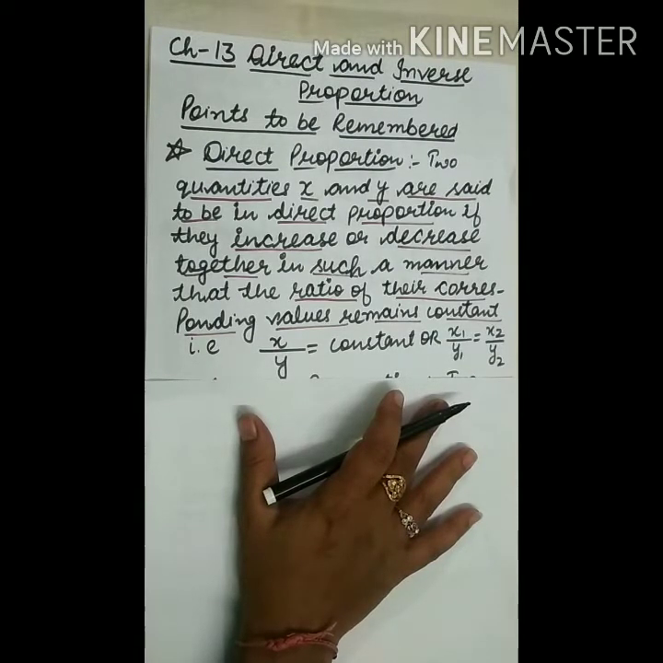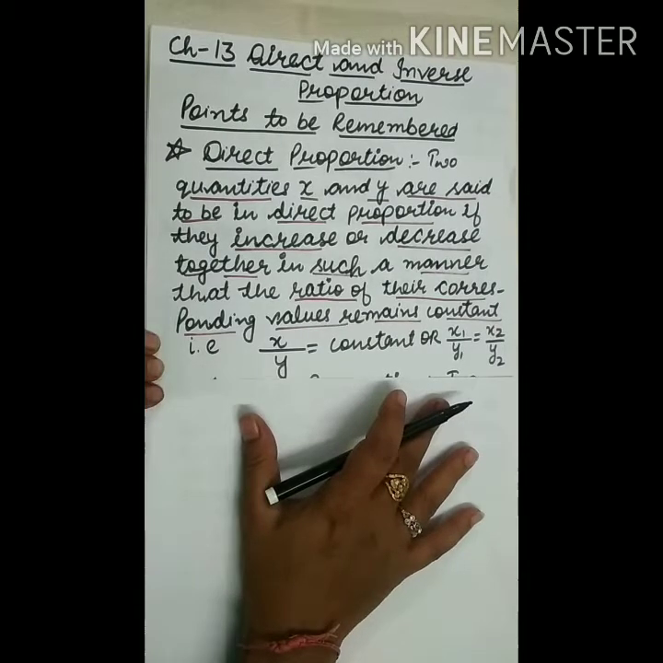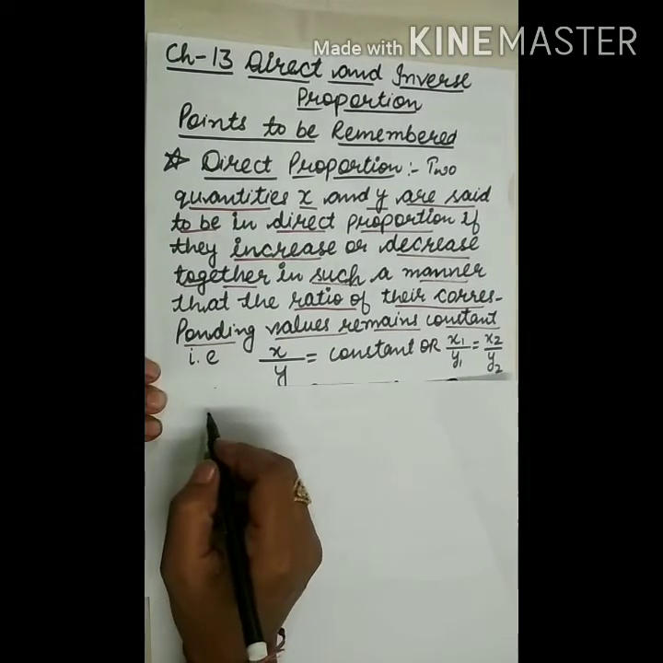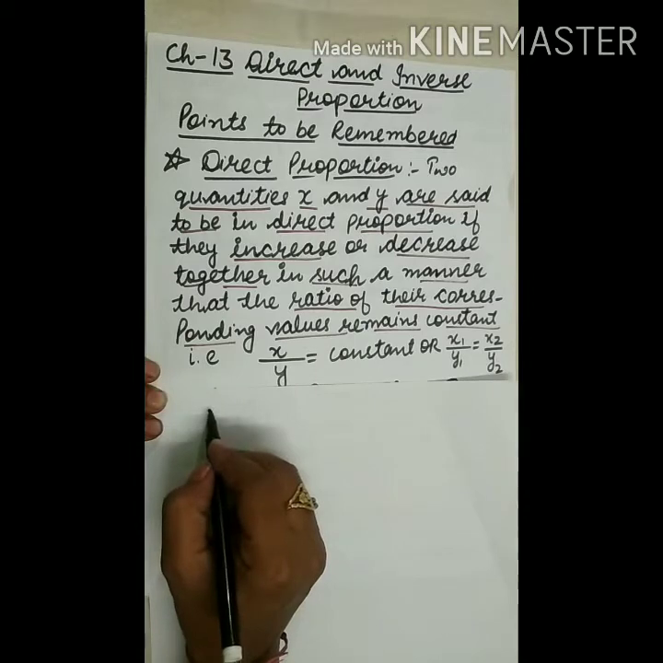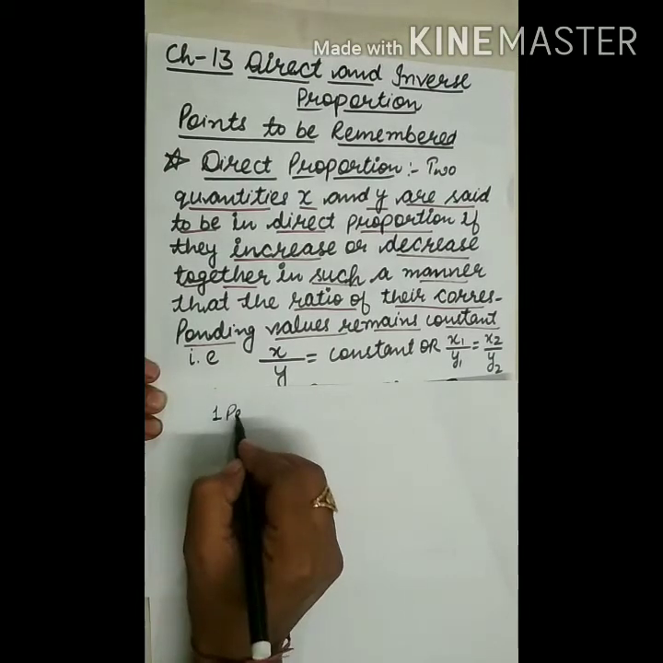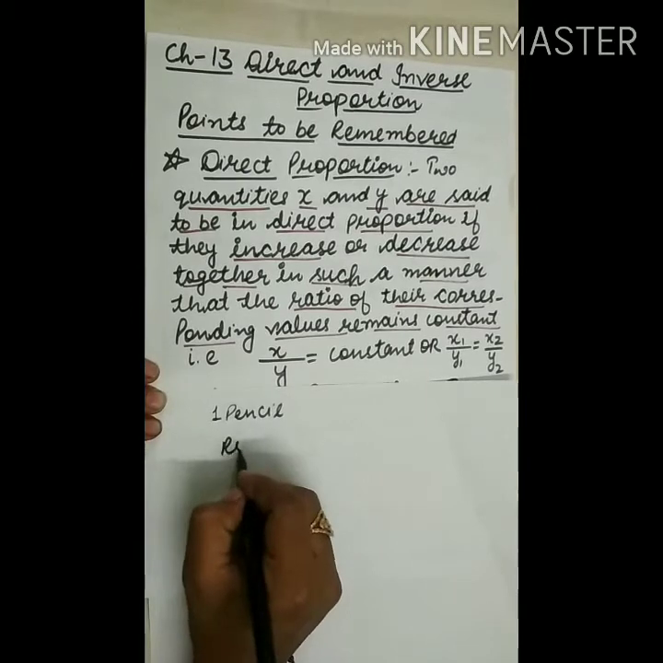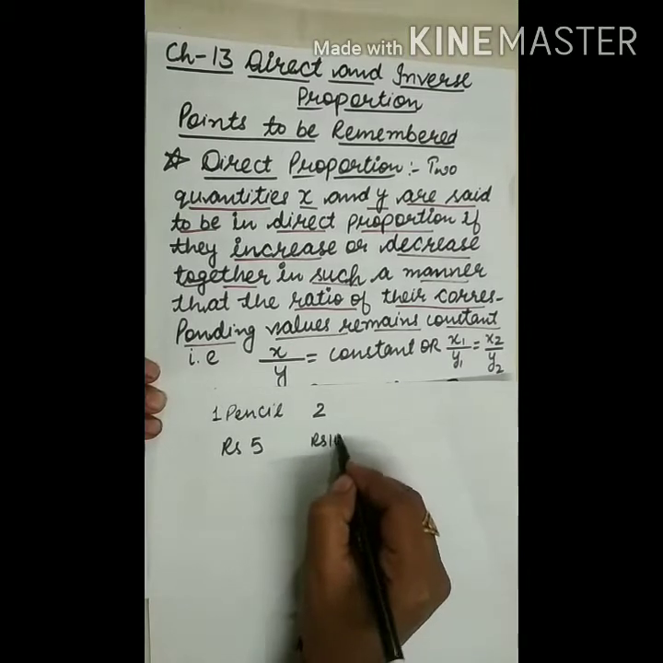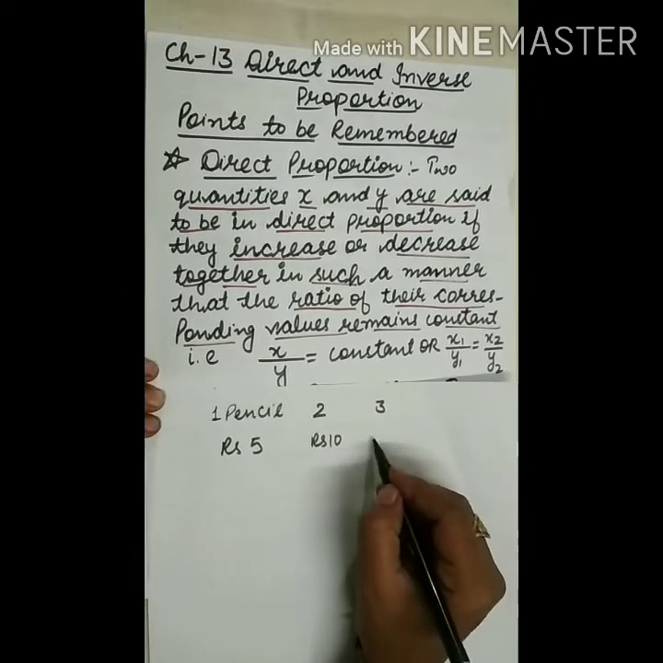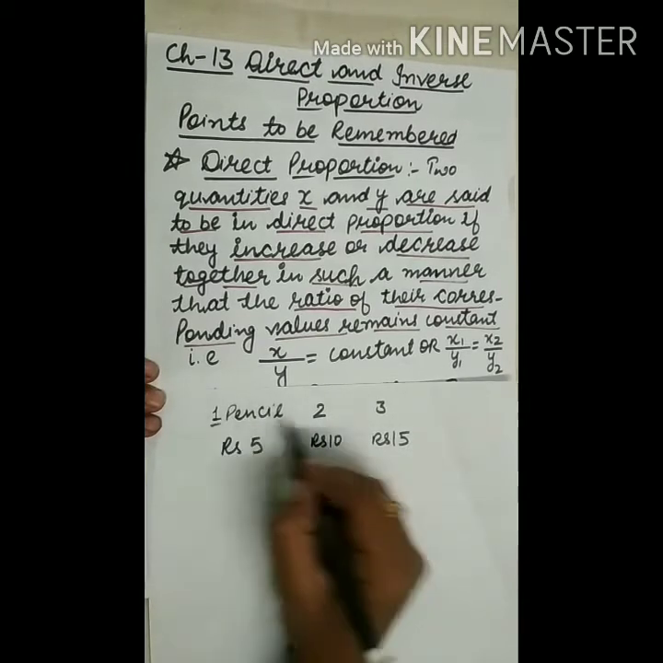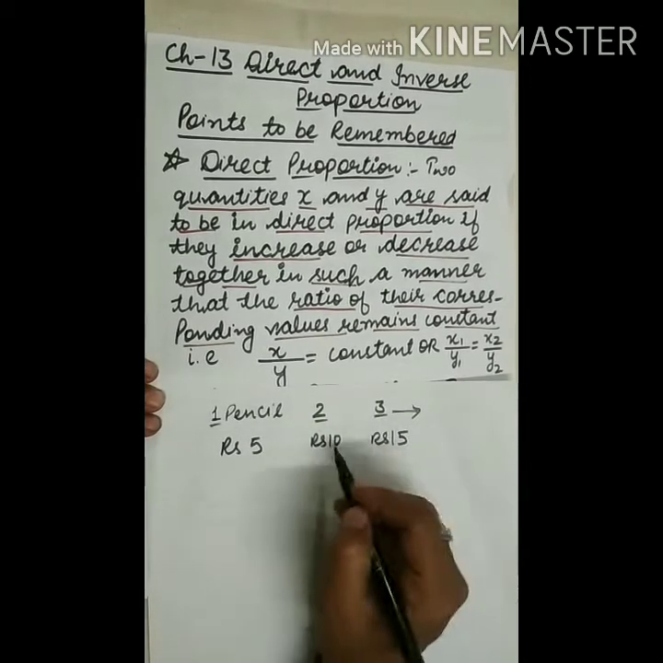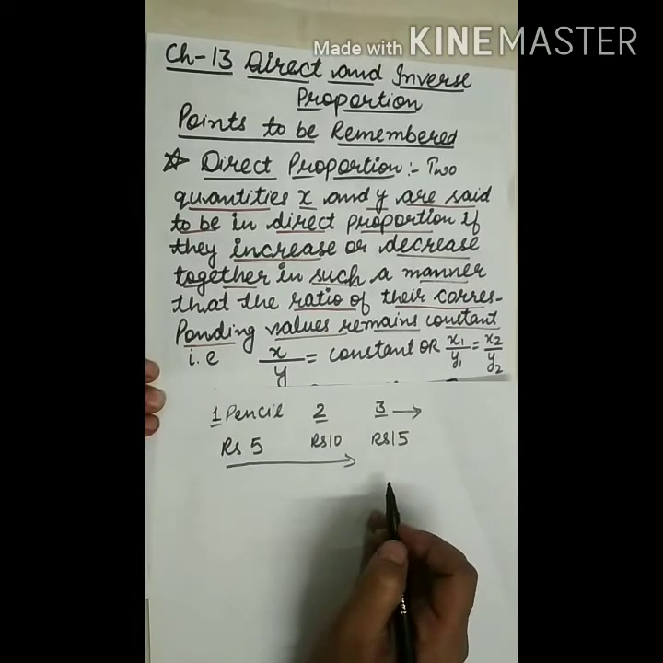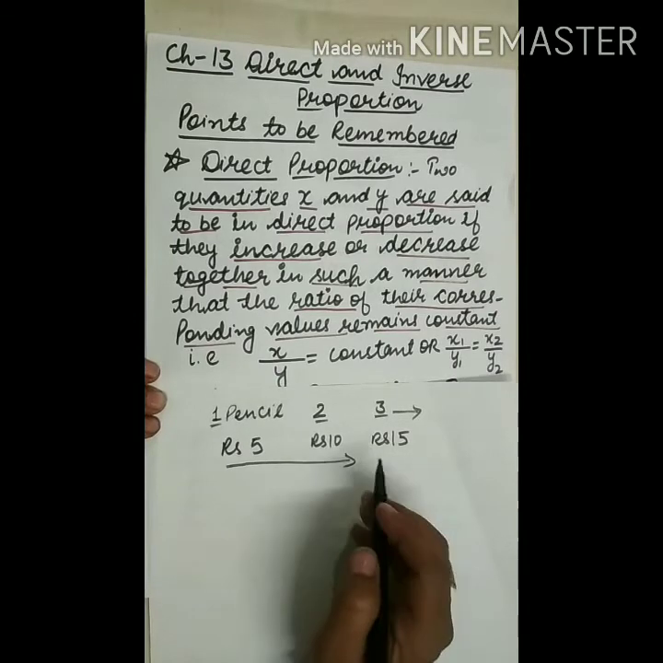We can take the example of direct proportion as the relationship between the number of pencils and cost. Suppose one pencil costs rupees 5. Two pencils cost rupees 10. Similarly, 3 pencils cost rupees 15. As the number of pencils is increasing, the cost is also increasing. So this is the kind of direct proportion.